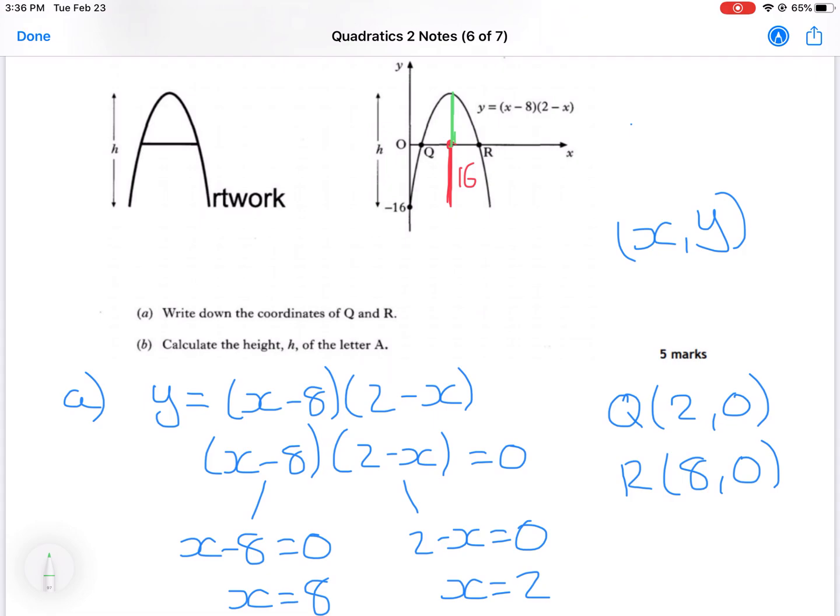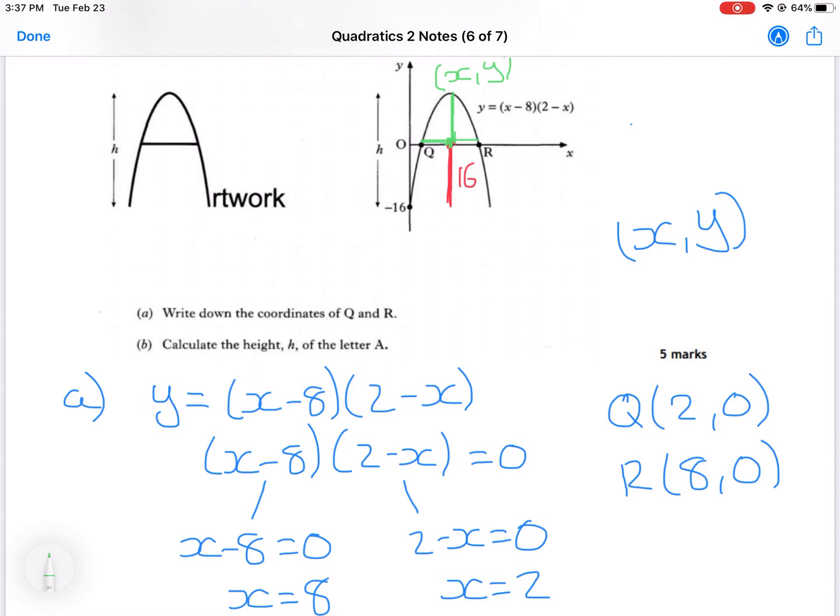The good thing about this is that this point up here is a turning point, (x, y). We looked at this during the first section of the quadratics notes when we had to calculate the turning point. Essentially what I want to do is find the value of y, because that will tell me how far up I have gone to get to the top of the letter A. Now, the value of x can be used to find the value of y, and the value of x is directly in the middle of the points Q and R.